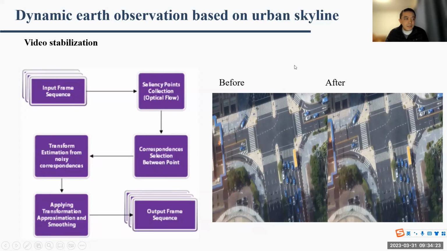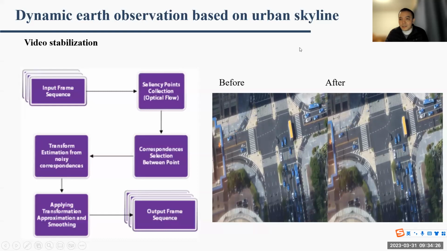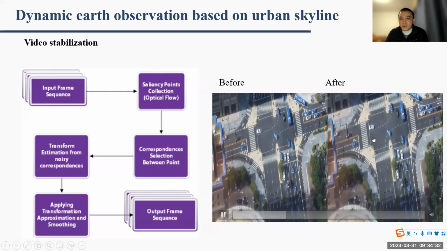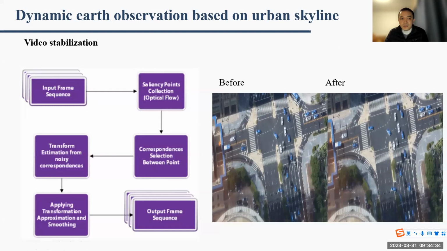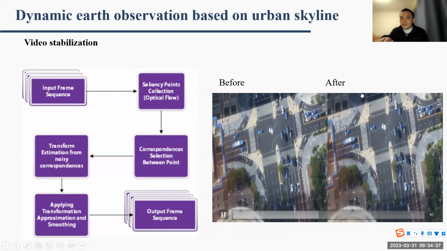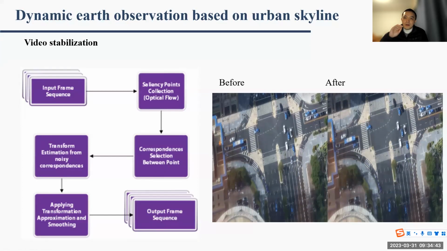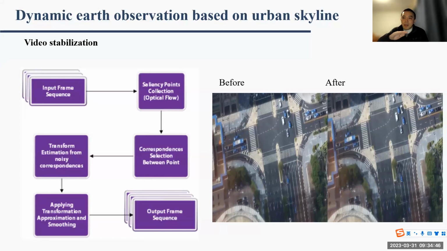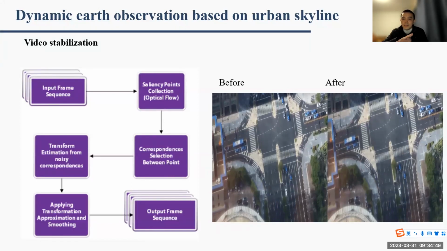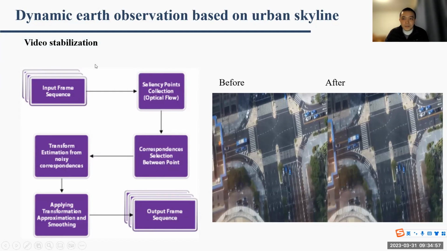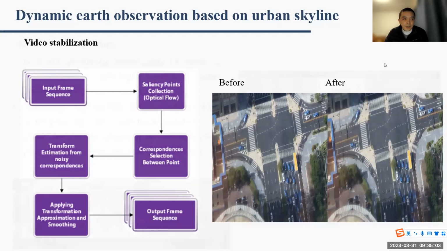We need to apply video stabilization, and this is our case. On the left side is before the stabilization, and on the right side is after the stabilization. Because for high-frequency video observation, we want each pixel to represent the object so we can compare the object across different frames of the video. So we should make them registered together. After the stabilization, the images can be better used.